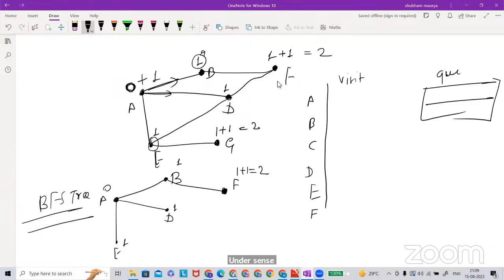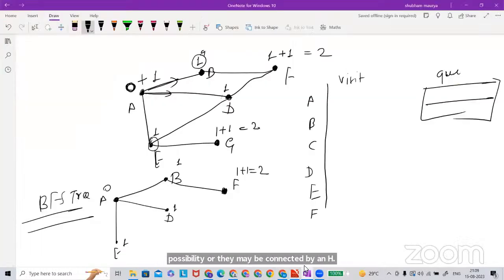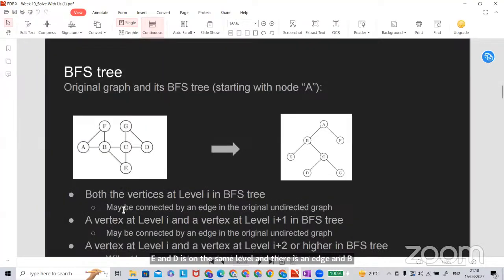So on the label, we have a fact. For vertices at level I in the BFS tree, if two vertices are at the same level, then there is a possibility that they may be connected by an edge. Here, some vertices on the same level have no edge. E and D are on the same level and there is an edge, while B and D are on the same level but there is no edge. That's why the fact is written this way.